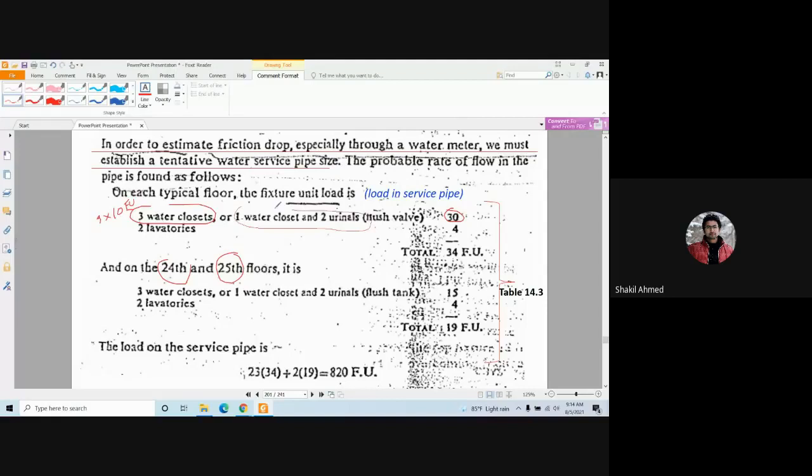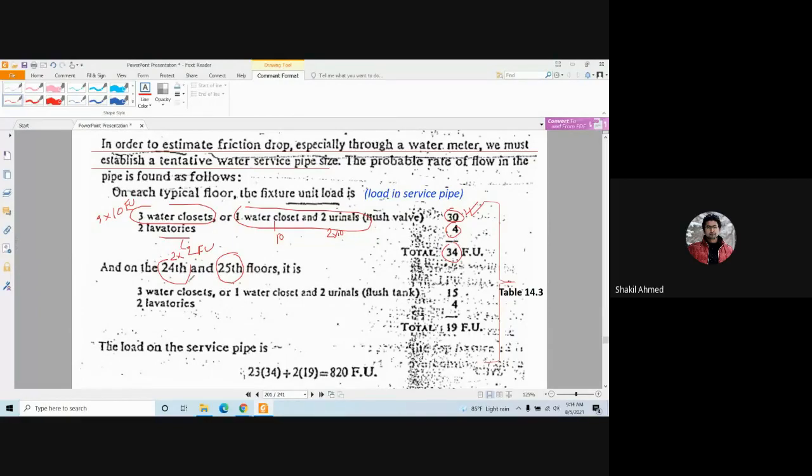This is also similar. One water closet needs 10 and one urinal needs 10. So 2 into 10, 30. One lavatory needs 2 fixture units. So 2 lavatories need 2 into 2, this is 4. So together 34 fixture units in each floor.